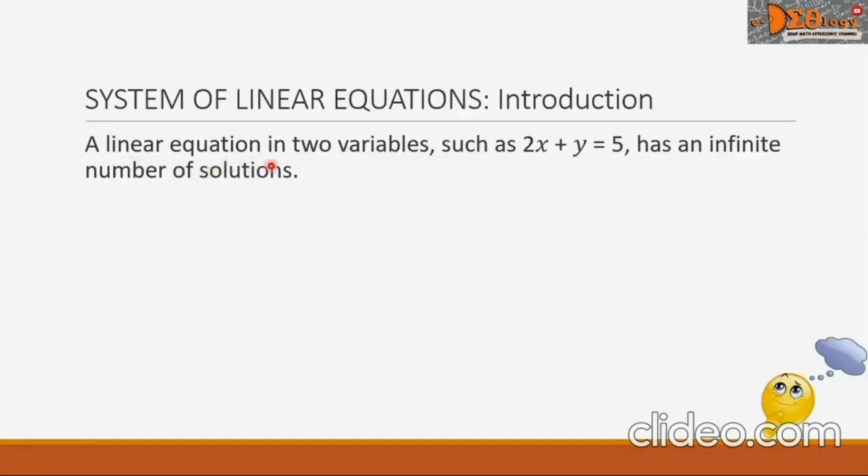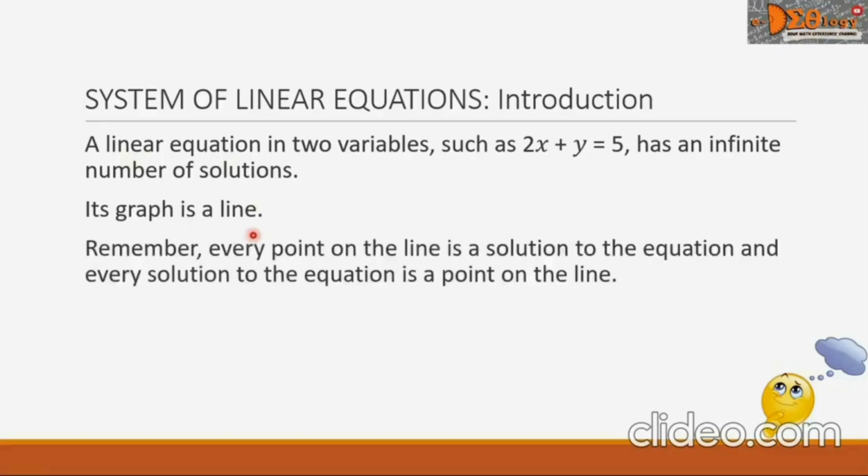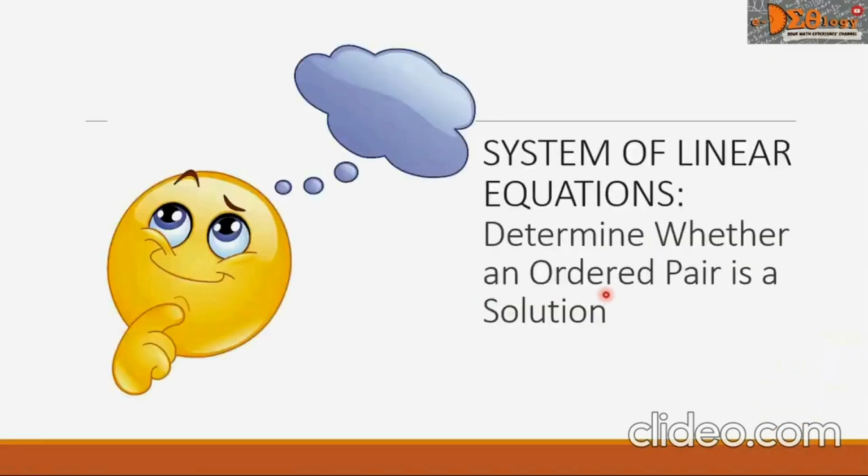A linear equation in two variables, such as 2x plus y equals 5, has an infinite number of solutions. Each graph is a line. Remember, every point on the line is a solution to the equation, and every solution to the equation is a point on the line. Let us determine whether an ordered pair is a solution.